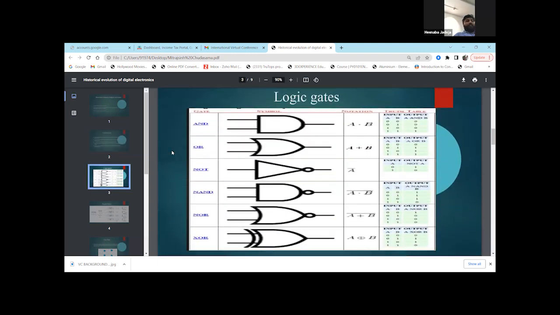Here some logic gates are shown. They are called the AND gate, OR gate, NOT gate, NAND gate, NOR, and XOR. Basically, this is the review paper. In it, we have considered these basic gates that are used in digital electronics. I am showing the gates one by one with inputs A and B.